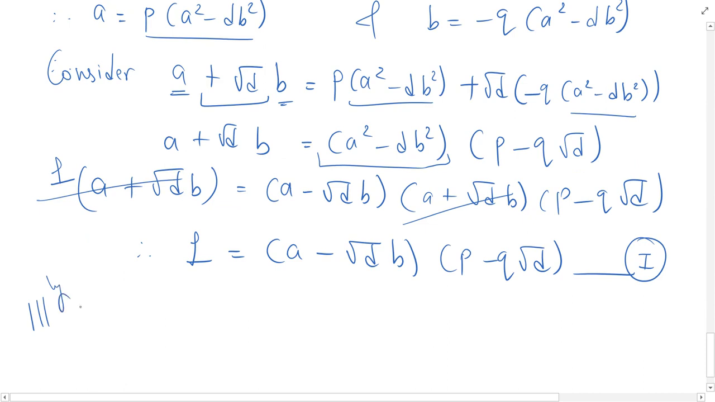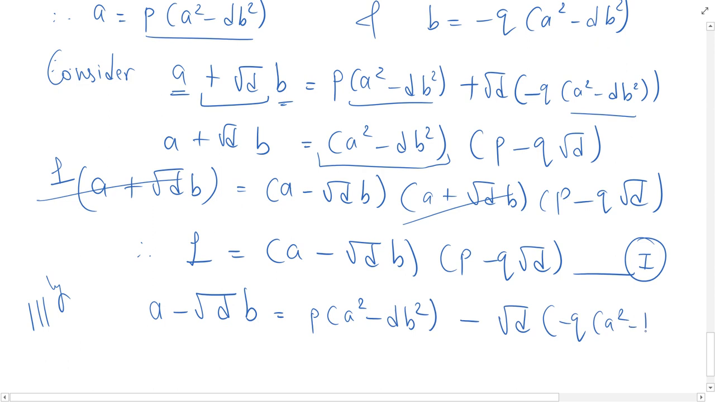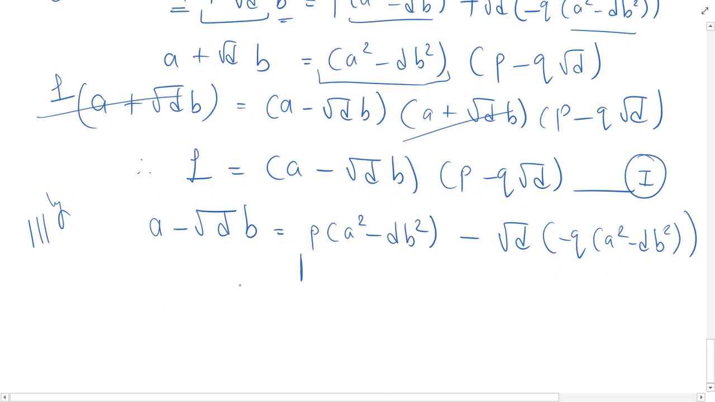Similarly, I will start with a minus root db, that will be the same as p times (a square minus db square) minus root d times q times (a square minus db square). I will follow the same steps, and ultimately I will find out that my 1 is the same as, this part is homework for all of you, that's a few steps. You will find out that 1 is the same as (a plus root db) times (p plus q root d). I'm just writing ahead. Okay, no issue.